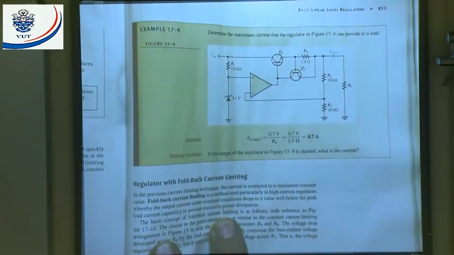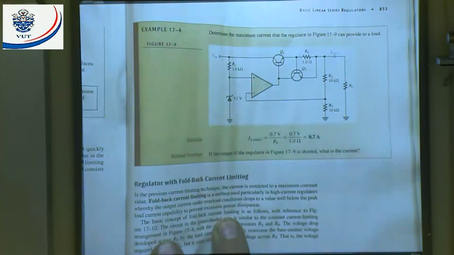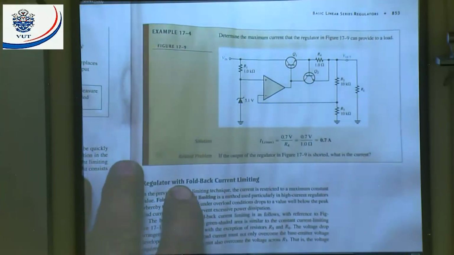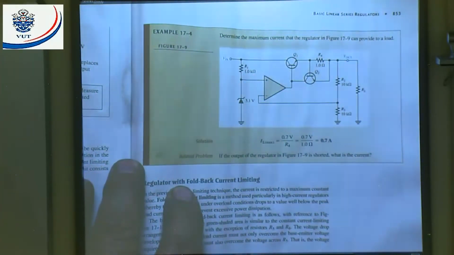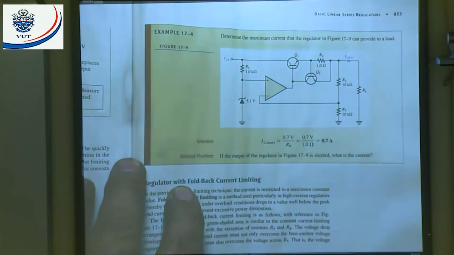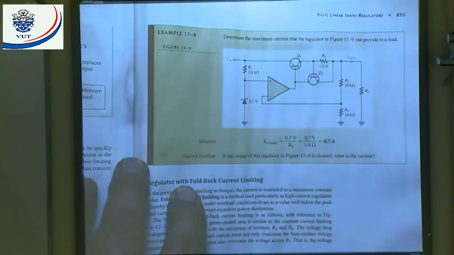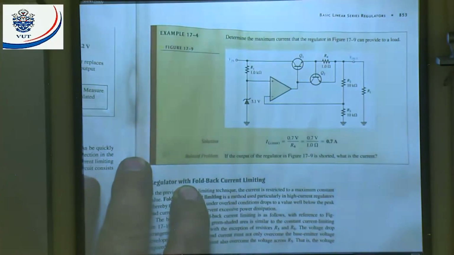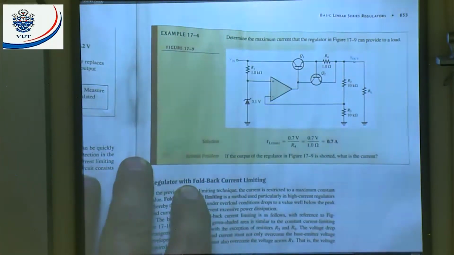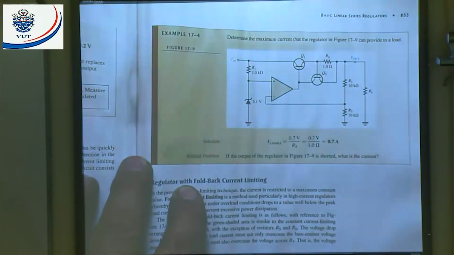Let's have a look at the example to illustrate that. They say determine the maximum current that a regulator in figure 17.9 can provide to a load. And there they show us I got a 1 ohm resistor. If you work it out, 1 ohm and 0.7 volts, that means 0.7 amps, or 700 milliamps, will be my maximum current. That means it won't be able to draw more than 700 milliamps. It will limit it at 700 milliamps. Everybody with me?